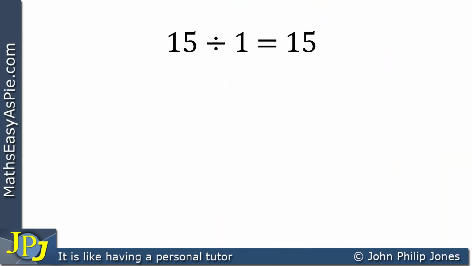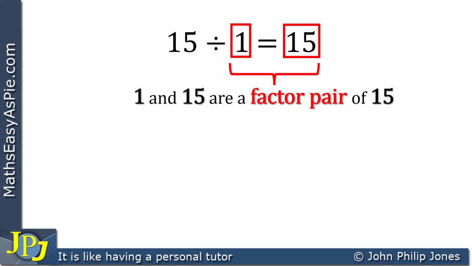Let's now consider this calculation. 15 has been divided by 1, where 1 is a factor of 15, and you can see it gives the result of 15, which is also a factor of 15. So you can see I'm highlighting the 1 and 15, and that's because 1 and 15 are a factor pair of 15.